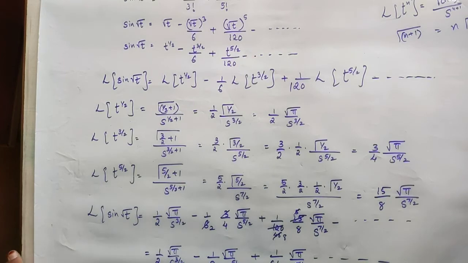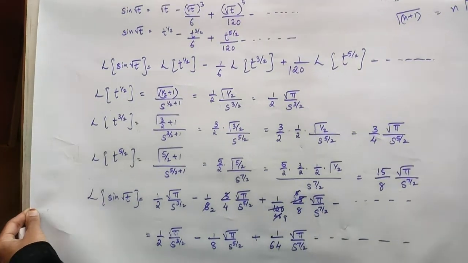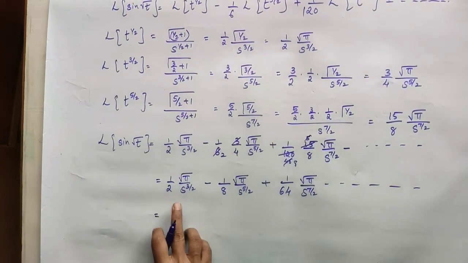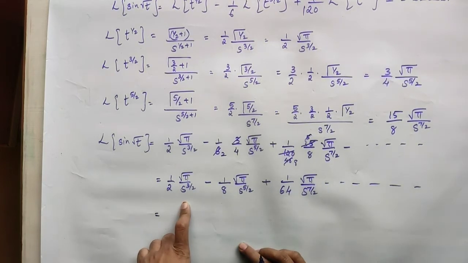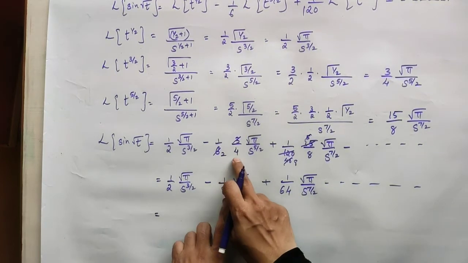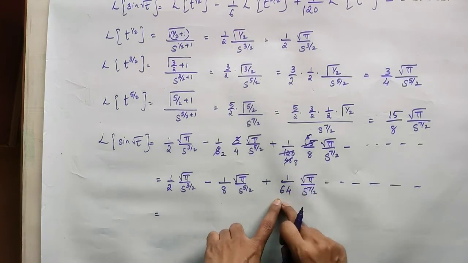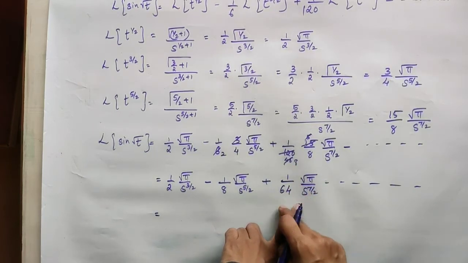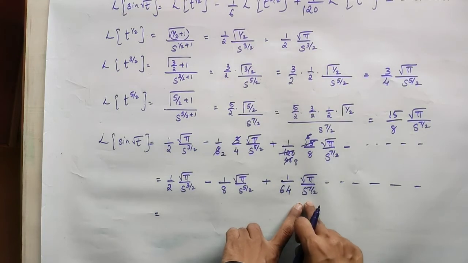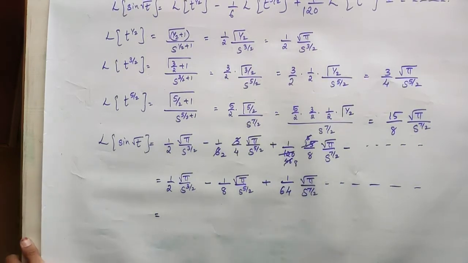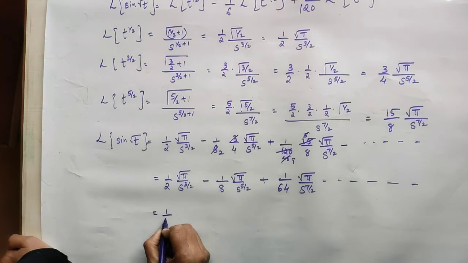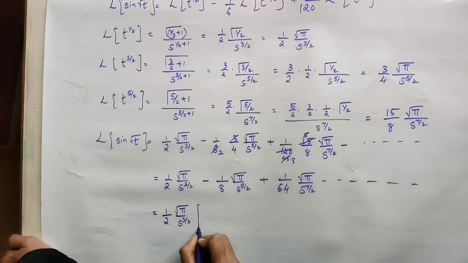It continues further. I hope it is seen there. You get half root pi over s to the power 3 by 2, minus 1 by 8 root pi over s to the power 5 by 2, plus 1 by 64 root pi over s to the power 7 by 2. Now I can take 1 by 2 root pi over s to the power 3 by 2 common. So what are you left with here?